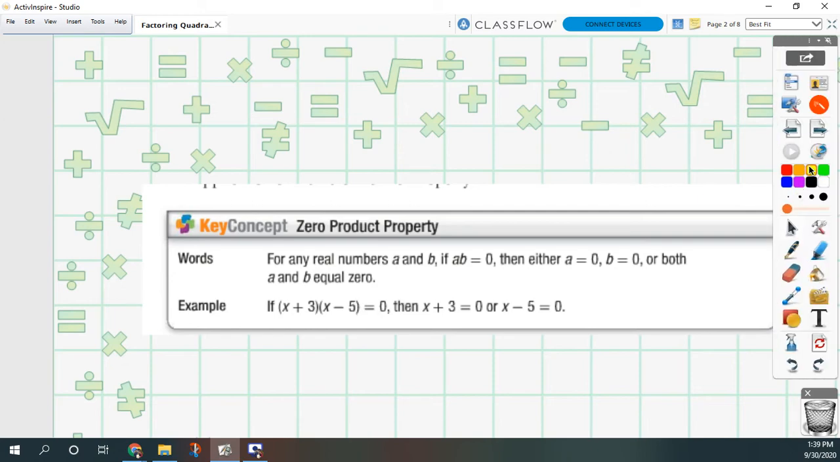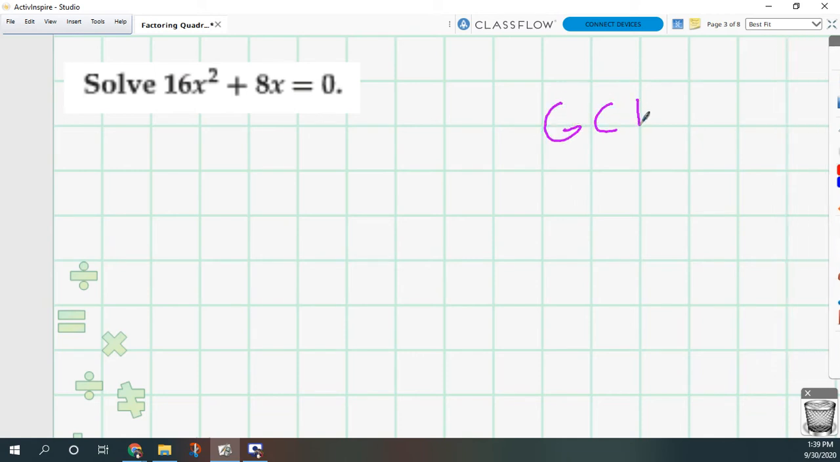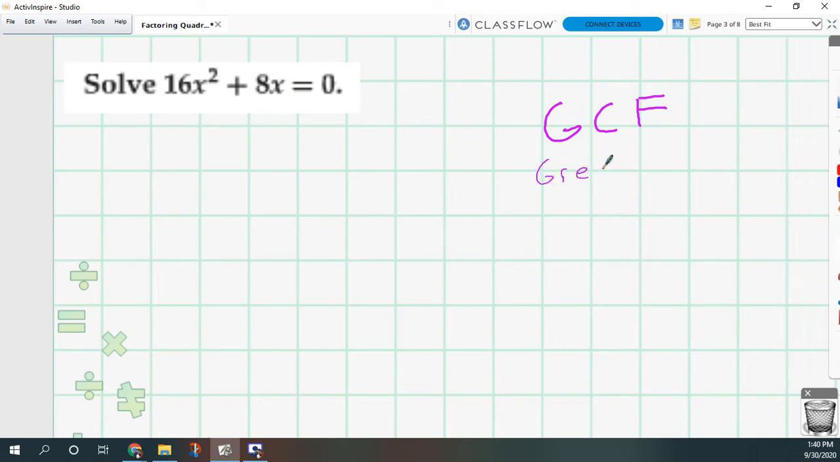So the first example that we want to look at, we have 16x² + 8x = 0. The first thing that we always want to check for is the GCF. And hopefully we've seen this before. If we haven't, this stands for the greatest common factor.